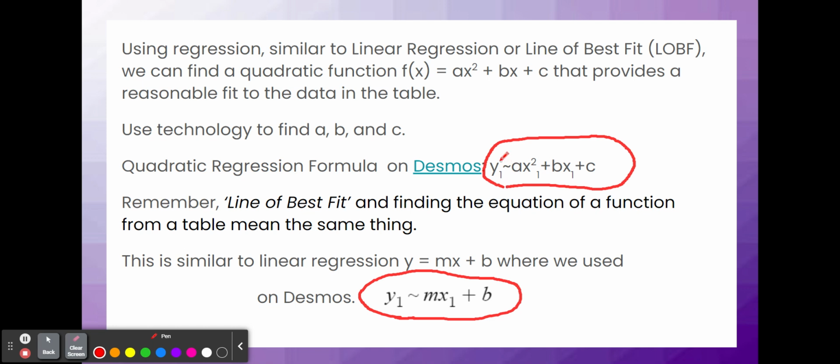Now, it's similar to standard form, y equals ax squared plus bx plus c. The only changes, remember, that we do on regression is we change our y's and our x's so that they have ones. And the other thing you change is your tilde instead of an equal sign.